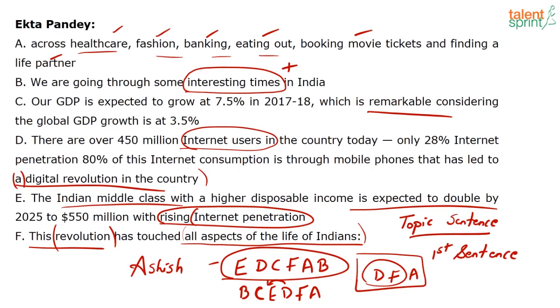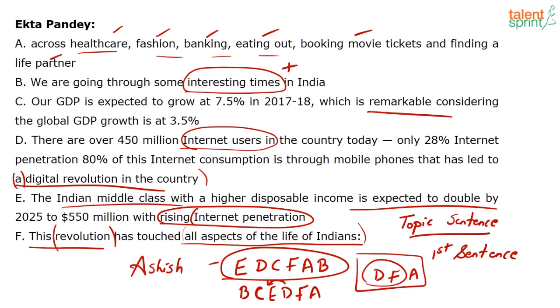So how is this happening? There are over 450 million internet users in the country today, only 28% internet penetration, 80% of this internet consumption is through mobile phones that has led to a digital revolution in the country. This revolution has touched all aspects of the life of Indians. What aspects are we talking about? Across healthcare, fashion, banking, eating out, booking movie tickets and finding a life partner. That is it. Yes, thank you.